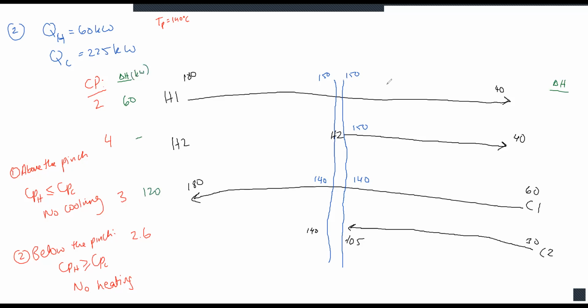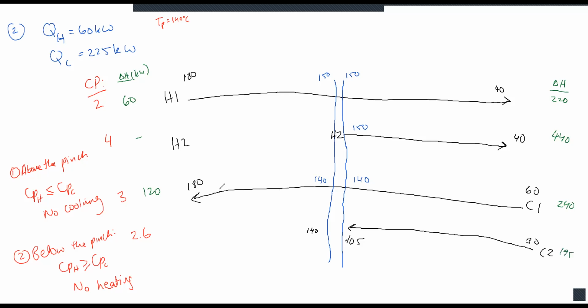Then below the pinch, you do the same thing. 150 minus 40, this is 110 multiplied by 2 is 220. 150 minus 40, again 110 multiplied by 4, this is 440. 140 from 60, this is 80 multiplied by 3, this is 240. And then 30 to 105, this is what? 75, right? 105 minus 30 is 75 multiplied by 2.6. This is 195. So I have 195 kilowatts available in this stream.